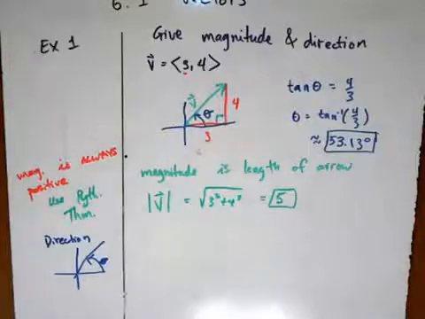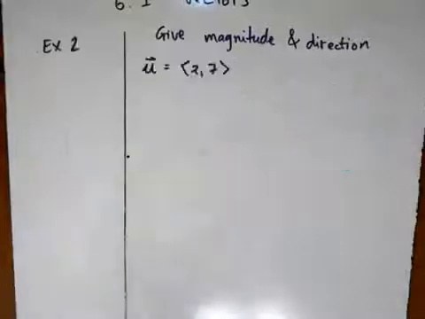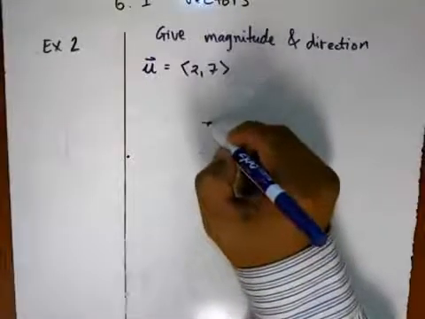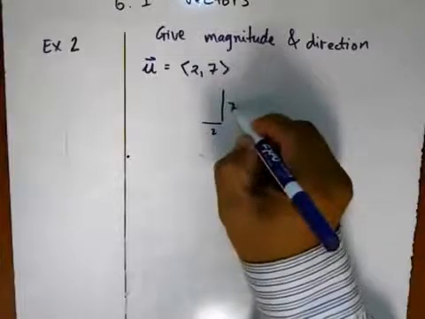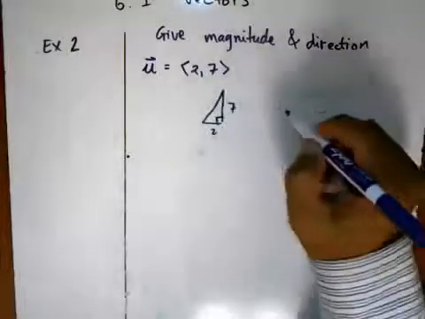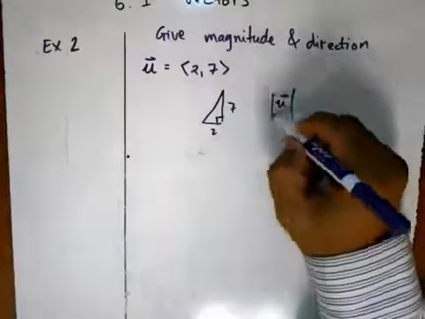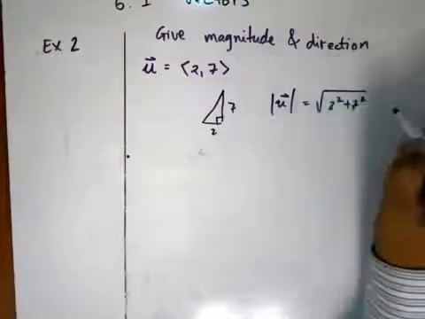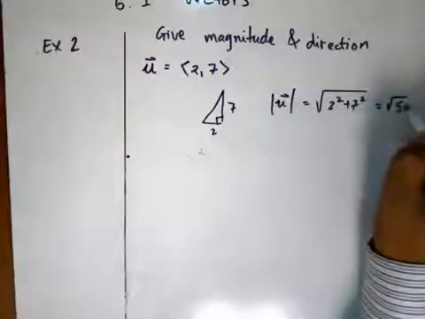Okay. Let's take a look at another example. So here we have 2, 7. Well, we can do the same thing. This is 2 to the right, 7 up. So we can figure out the magnitude of u is equal to the square root of 2 squared plus 7 squared, and that's the square root of 53.